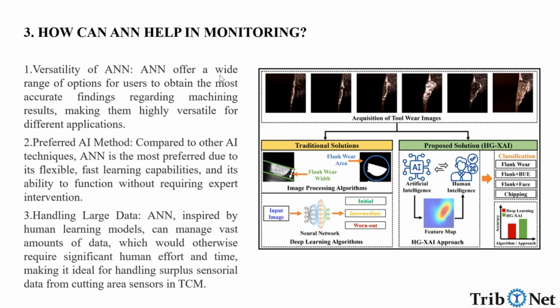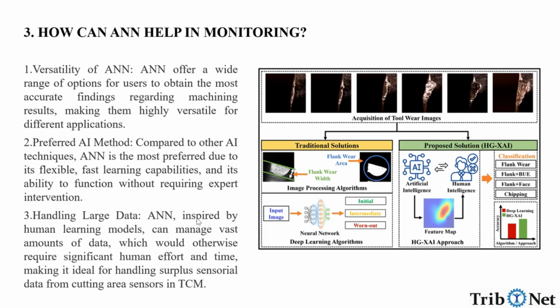Versatility of the ANN. ANN offers a wide range of options for users to obtain the most accurate findings regarding machining results, making them highly versatile for different applications. Preferred AI method. Compared to the other AI techniques, ANN is the most preferable due to its flexible, fast learning capabilities and its ability to function without requiring expert intervention.